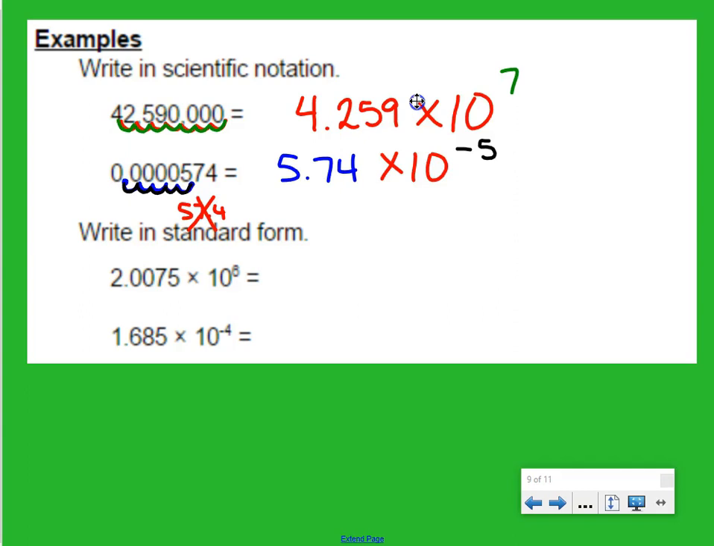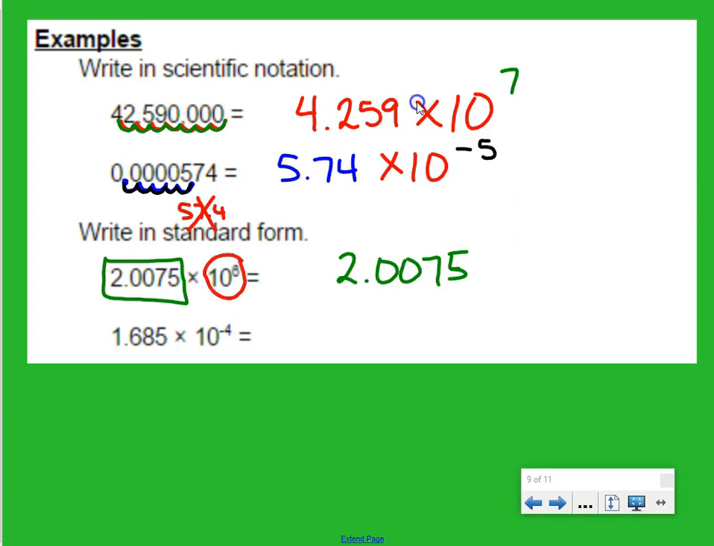Write in standard form. So we're taking this number, 2.0075 times 10 to the 6th. Now, that tells us our coefficient. That tells us what we're starting with.